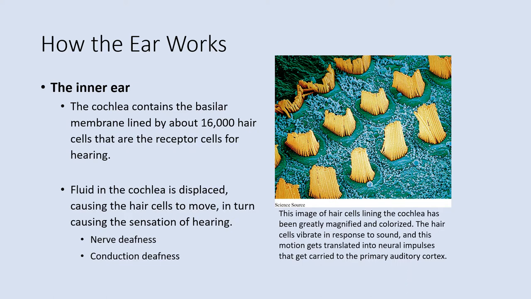The inner ear is a crucial part of the transduction process. The cochlea contains the basilar membrane, lined by about 16,000 hair cells that are the receptor cells for hearing. Fluid in the cochlea is displaced, causing the hair cells to move, in turn causing the sensation of hearing. The hair cells, remember, are the receptor cells for hearing. Now, when these hair cells or auditory nerve fibers are damaged, a person suffers nerve deafness. Conduction deafness is hearing loss due to damage to the mechanical system, which is carrying sound waves to the cochlea.